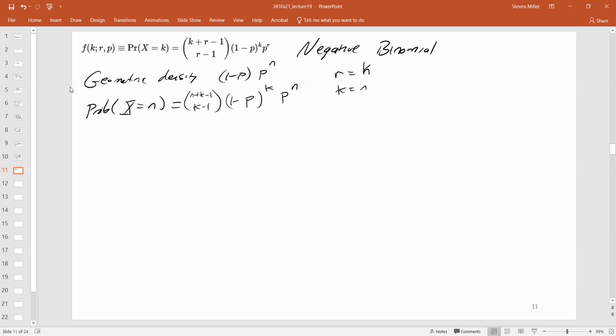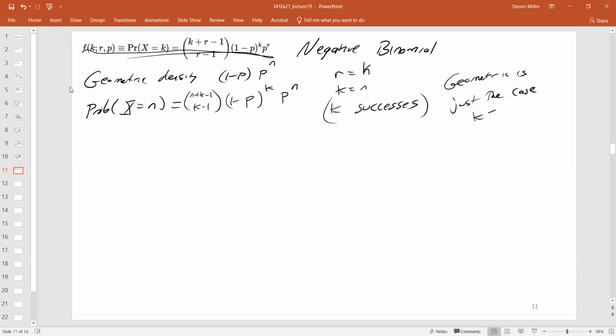No, because what I want to have is I want to have k successes. And so this is what I truly hate about this, because everybody uses different notation. Are you counting successes or failures? What's p? What's 1 minus p? And so we're going to use this one. Notice that the geometric is just the case k equals 1. Because then the binomial coefficient n plus k minus 1 choose k minus 1 just becomes n choose 0, which is just 1. And then 1 minus p to the first power, it just reduces.